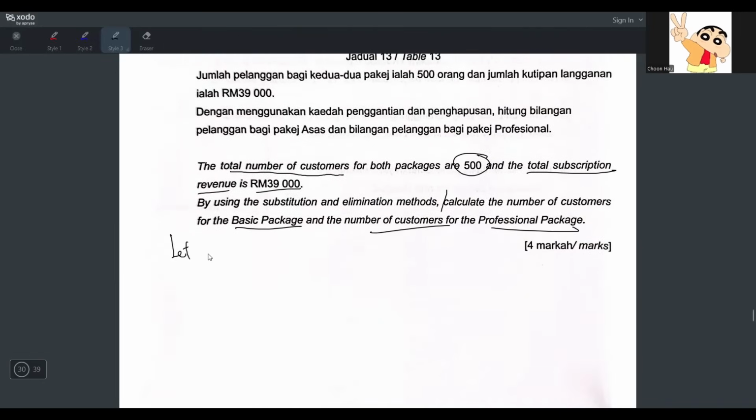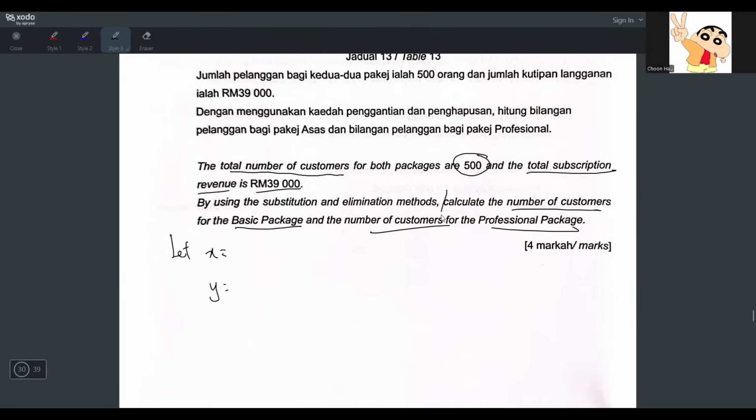So first step is to let X equals something, Y equals something. And I gave you a tip just now. I said, look at what they want you to find. Look at what they ask you to find. So look at the last line. Calculate number of customer for basic, number of customer for professional. So that is your X and Y. Make that the X and Y. And then later you find X and Y.